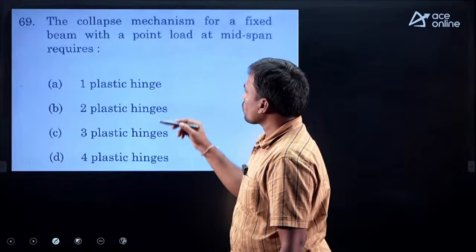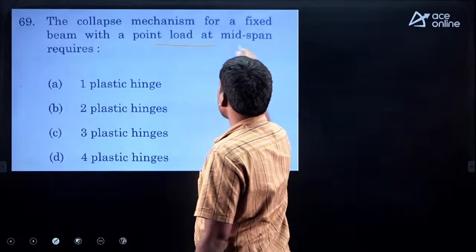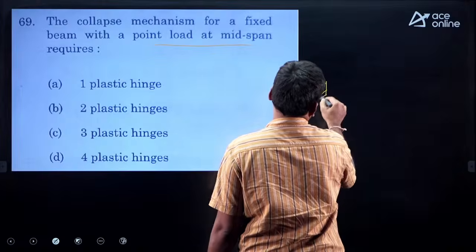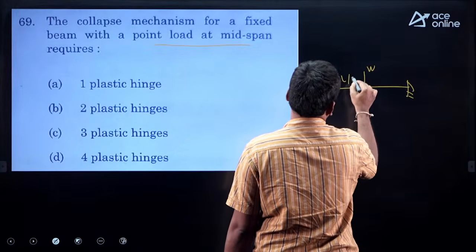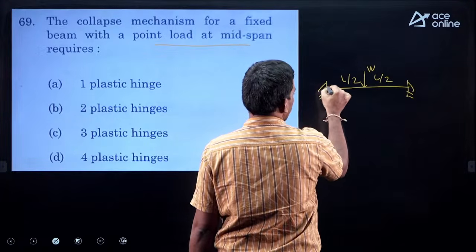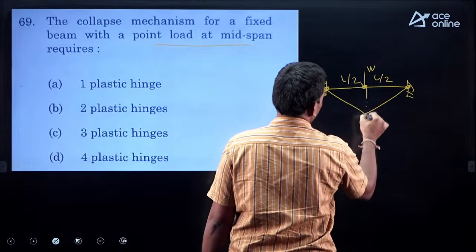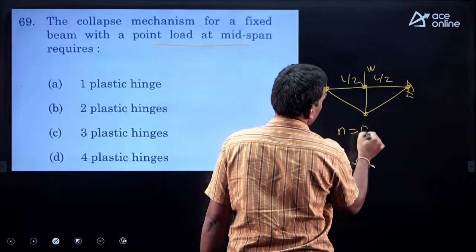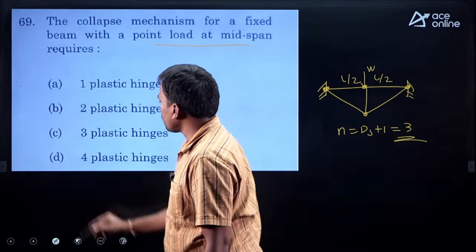Next question, collapse mechanism for a fixed beam with point load at the mid span. For a fixed beam subjected to point load at the mid span, how many plastic hinges are required to form the mechanism? 3 plastic hinges, that is at the fixed supports and under the point load. If you get Ds equals 1, then 3 plastic hinges are required, so option C is correct.